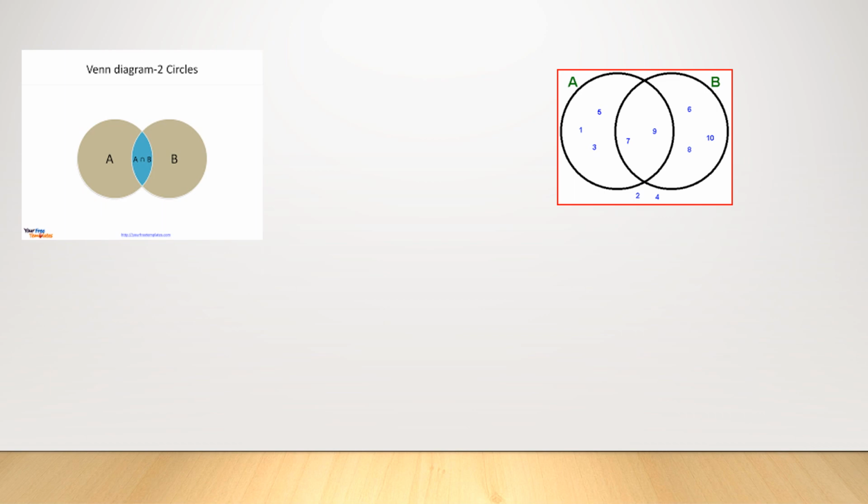2 and 4 are not given in the circle of set A, neither in the circle of set B. So 2 and 4 do not belong to A and they also do not belong to set B.